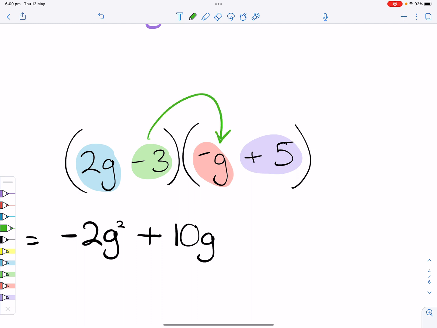Now I am going to focus on the green's attack. So the green attacking the red, we get negative times negative is a positive result, so I put the plus sign down first. Now I just look at the numbers. 3 times the single g would be 3g.